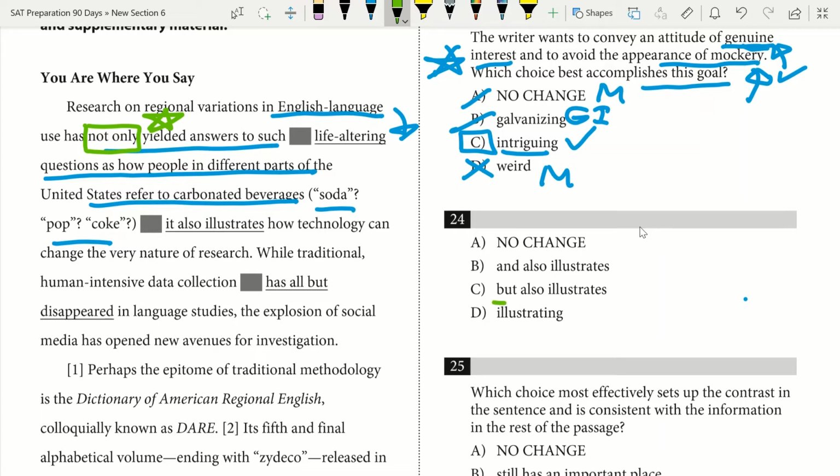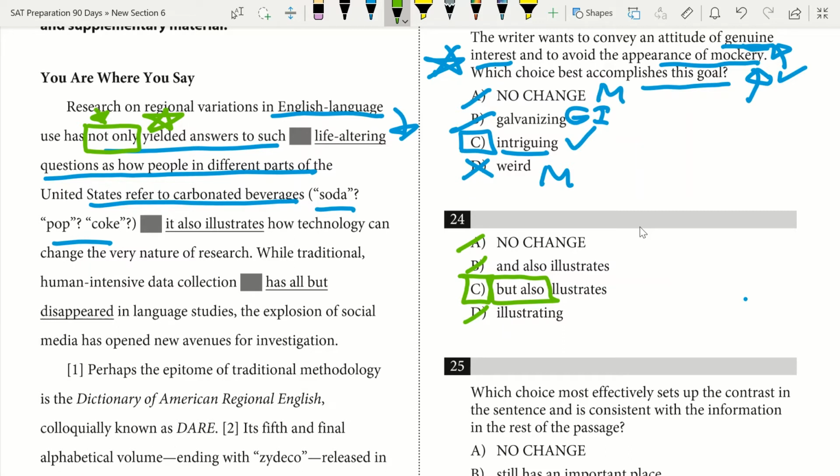Anytime we have not only, we want to pair that with but also. Not only this, but also that. That is a pairing of two different phrases we want to keep together, so our answer there has to be C, right? But also illustrates, and then whatever it illustrates. So that is understanding that there are certain paired words like that where we want to keep them together. In this case, it's not only this, but also that. That's a pairing of words that we want to have together.